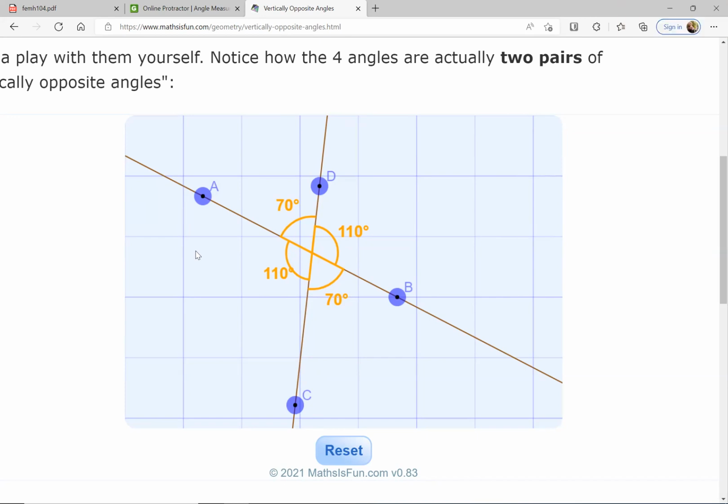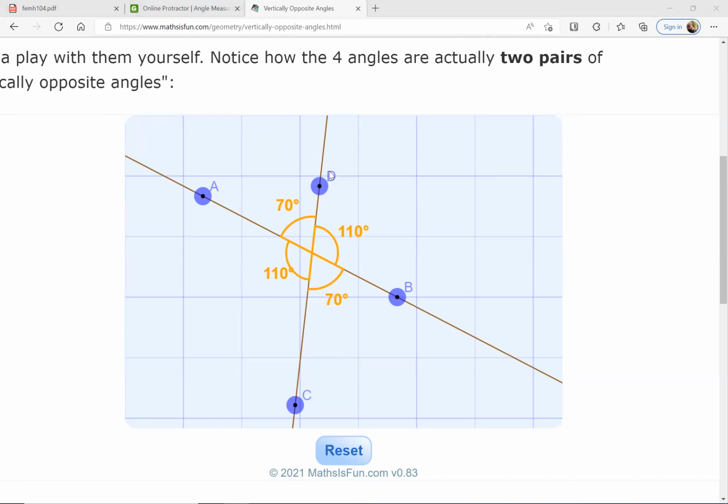Yeah. Right. So if they are adjacent to each other, then you can clearly see that they are supplementary. If you take a look at this 110 and 70, they are supplementary. And the angle that is opposite to 110 is also 110 degrees, right? So vertically opposite angles are equal. Now is it clear, Hiba? Yes.